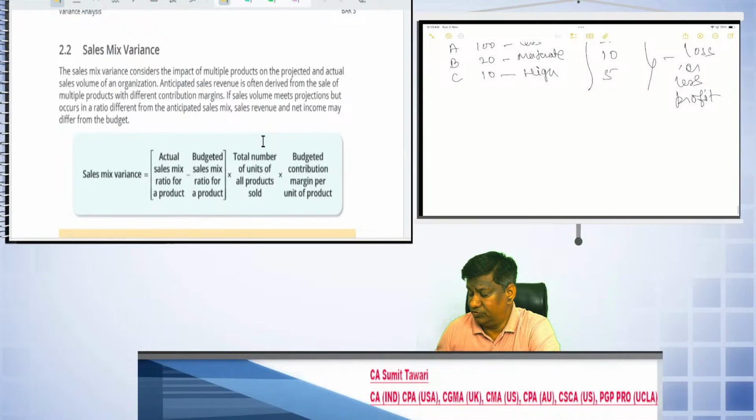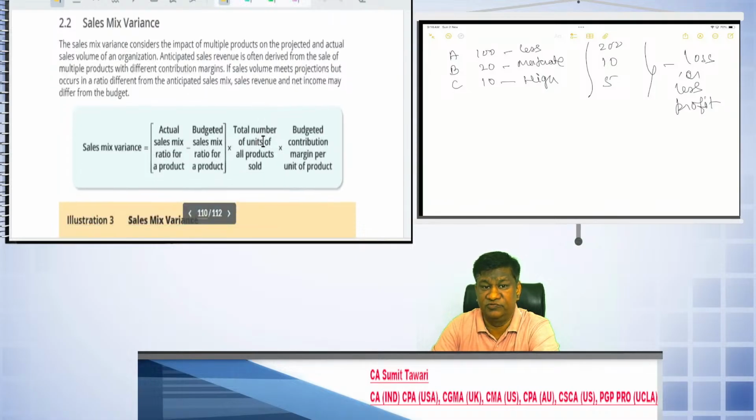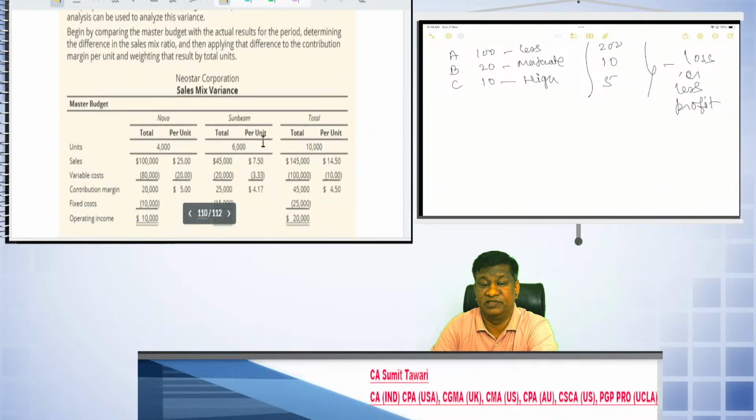Then the formula is basically the actual sell mix ratio for a product minus the budgeted sell mix ratio for the product, multiplied by the total number of products we sell and the budgeted contribution margin per unit of product. We take an example so that you can understand.